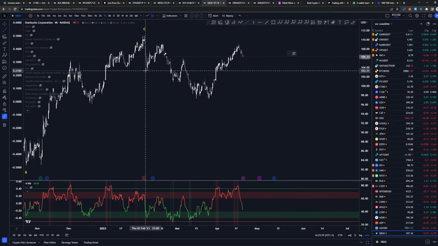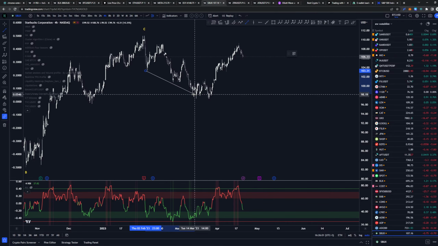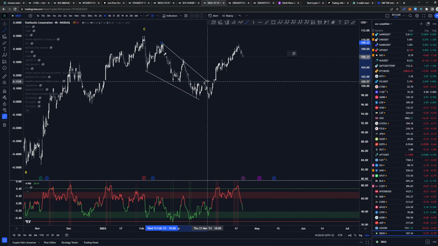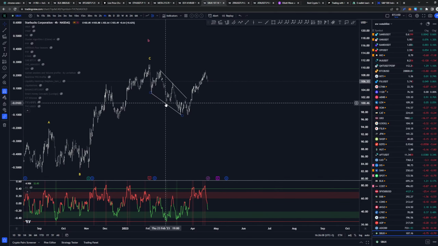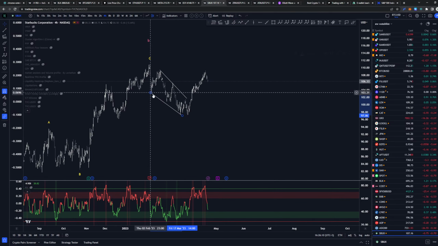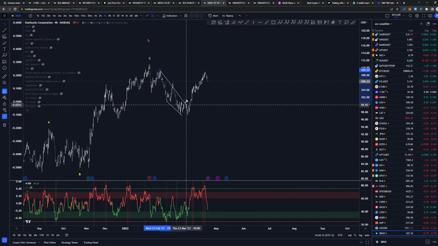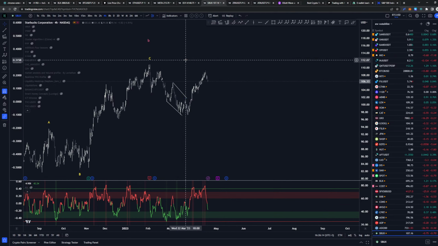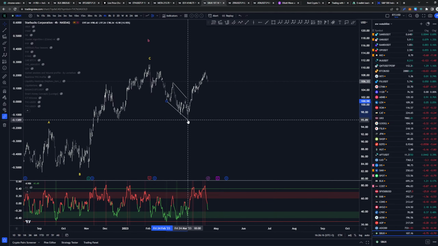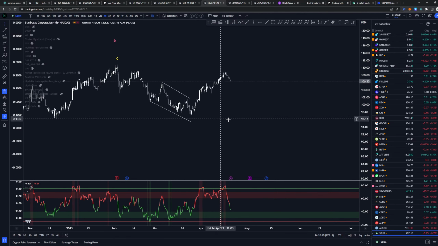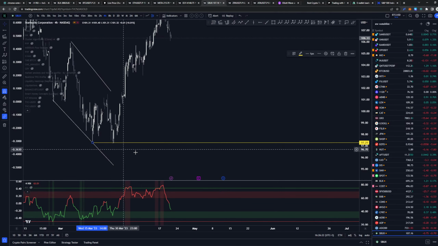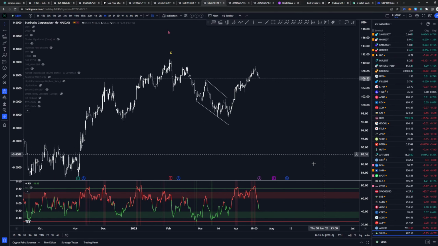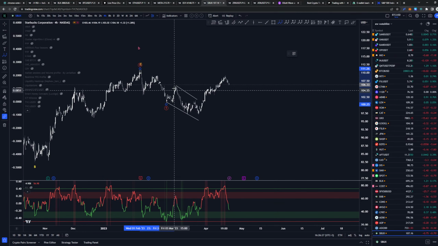Oh wow. Is that just a diagonal here? Or we could have it from here into these lows here. But is that truncated? No, it's not. Okay, so that works pretty well. 1, 2, 3, 4, 5.